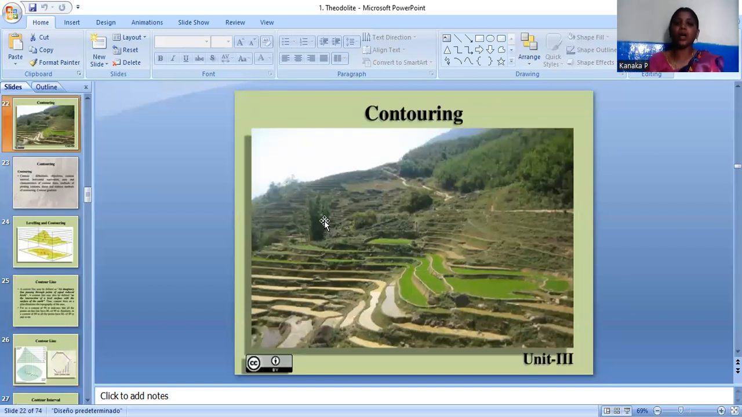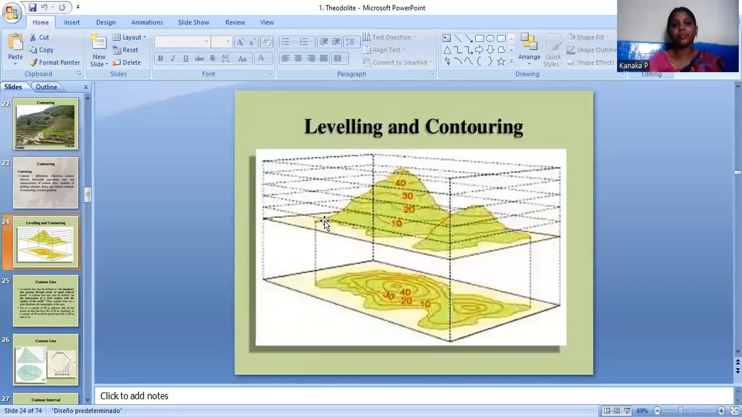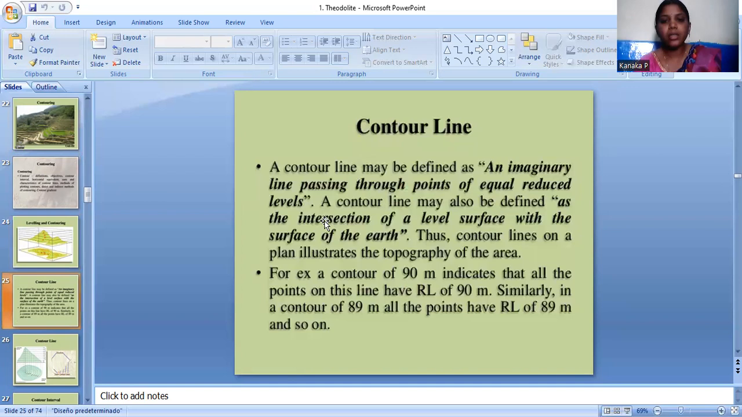So the next topic is contouring. A contour line may be defined as an imaginary line passing through points of equal reduced levels. A contour line may also be defined as the intersection of a level surface with the surface of the earth. For example, the contour of 90 meter indicates that all the points on the line have an RL of 90 meter. Similarly, on the contour of 89 meter, all the points have 89 meter. This is called a contour line.